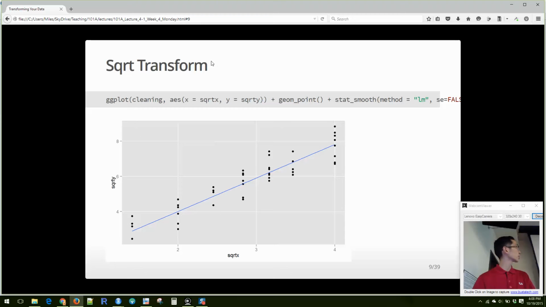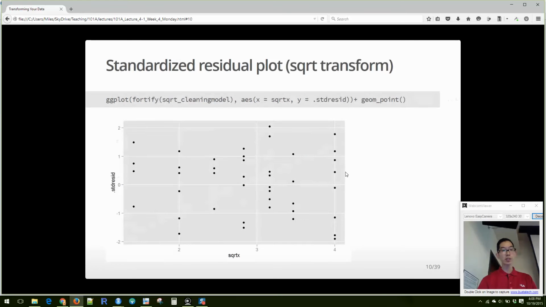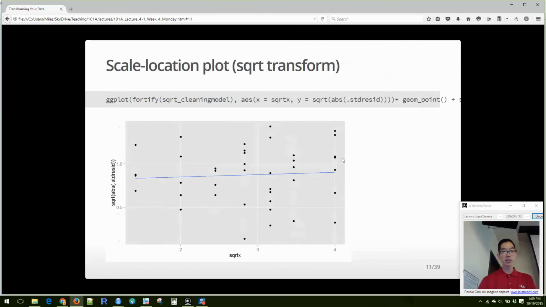Here is our square root transform. We square root x and square root y. This is what our data looks like now. Okay, that looks pretty good. The standardized residual plot also looks pretty good here, in that the variance seems to be fairly constant. And the scale location plot, this line appears pretty flat. So these are all good signs for the square root transform.